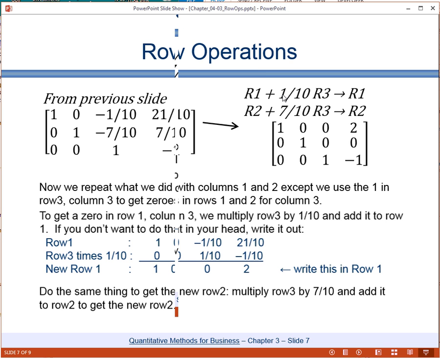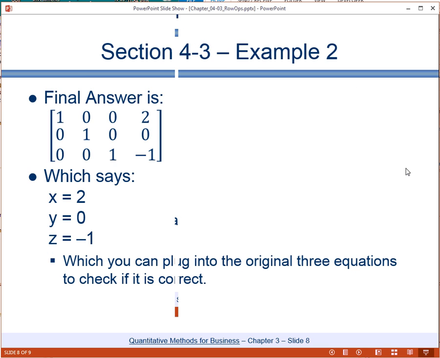So those are the operations I performed. I took row 1 plus a tenth of row 3 and put it in row 1. I took row 2 plus 7 tenths of row 3 and put it in row 2. And here's what I ended up with. And so now I've got my 1s in the diagonal. Everything else is 0 on this side. And the values that are left over on the right are 2, 0, and minus 1. And that's my solution.